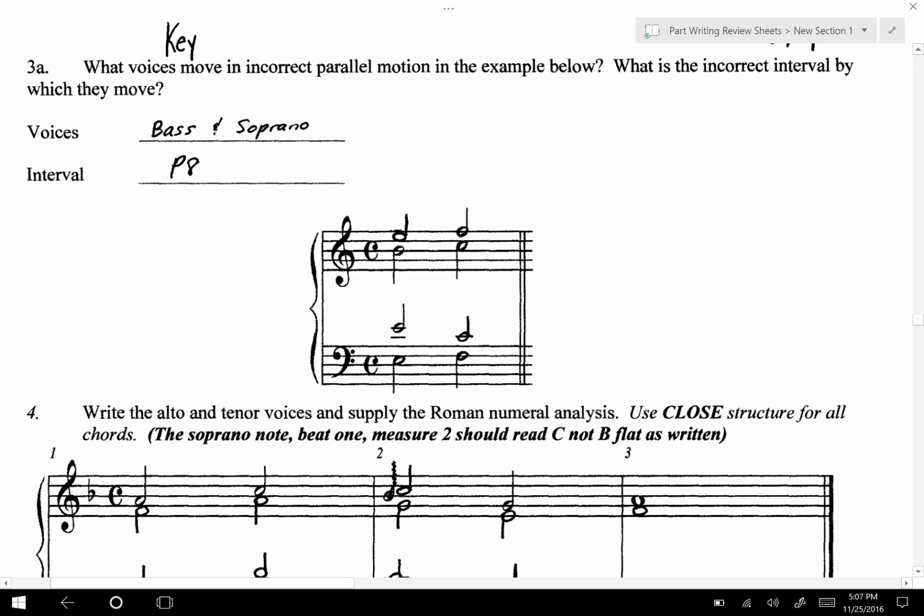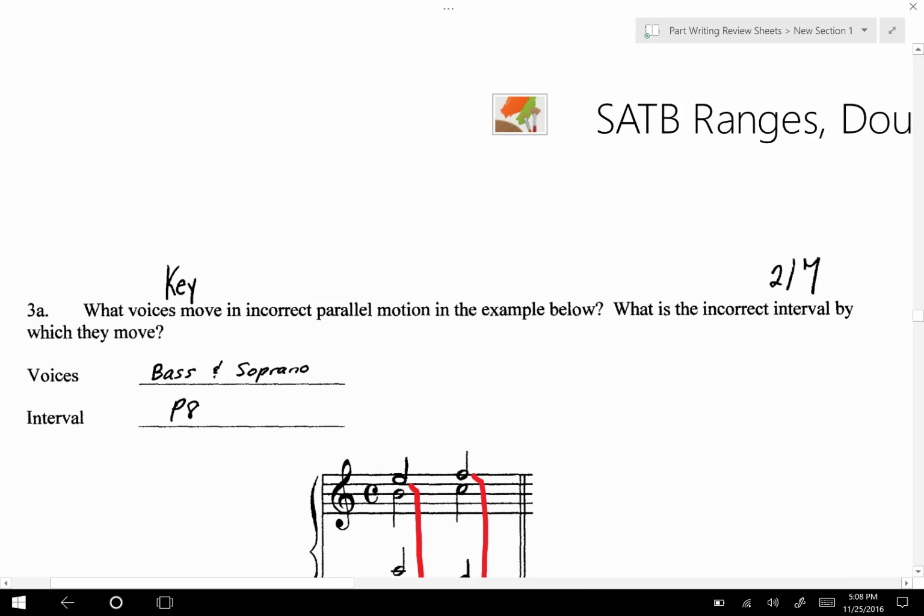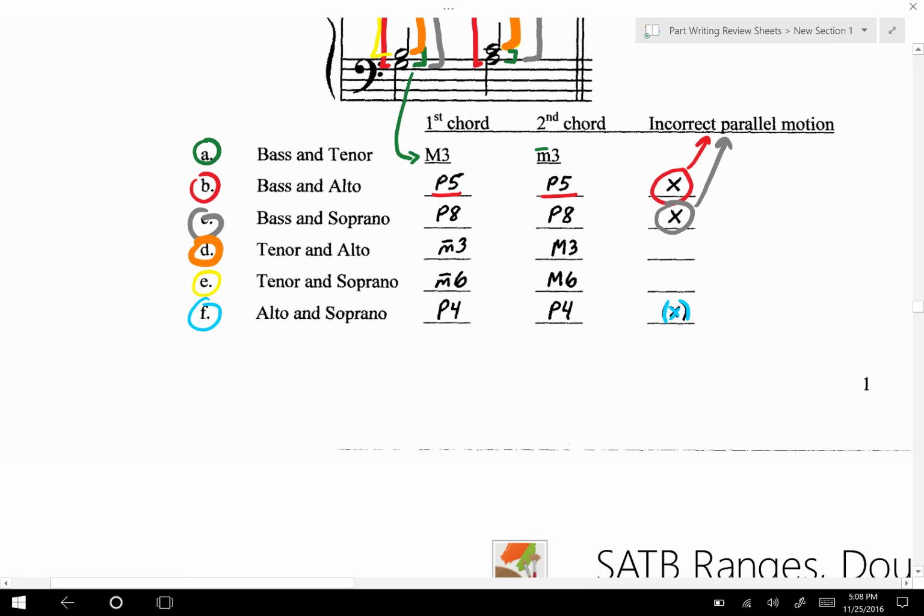Well, you have to examine each voice part carefully, right? And you can see that I've chosen the bass and soprano after careful examination. E to an E, F to an F. And that is parallel octaves. So that is forbidden. Incorrect parallel motion. So hopefully you were able to figure that out. What you really have to do is go through each voice part, similar to what we did in this example up here.